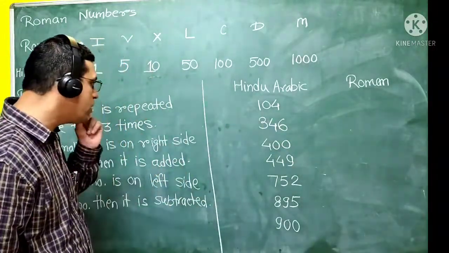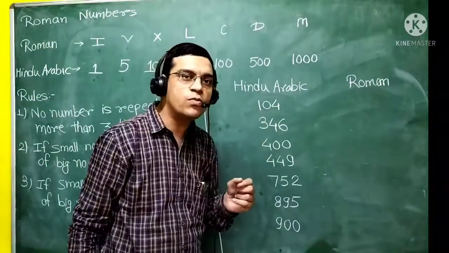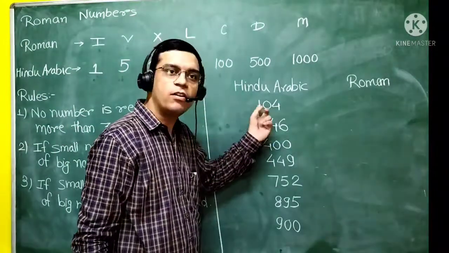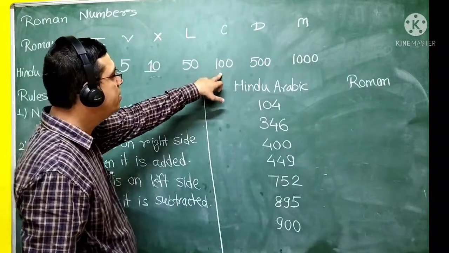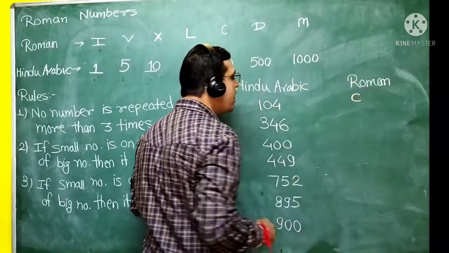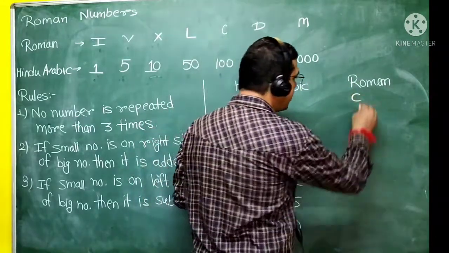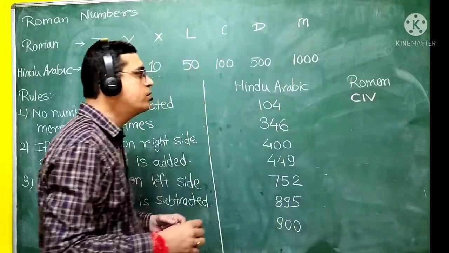104. How am I going to write 104 as a Roman number? So 100 means what? First we will write 100, then add 4 to it. So look here. What is 100? 100 is C. And then add 4. Add means on the right side. So this is 104.